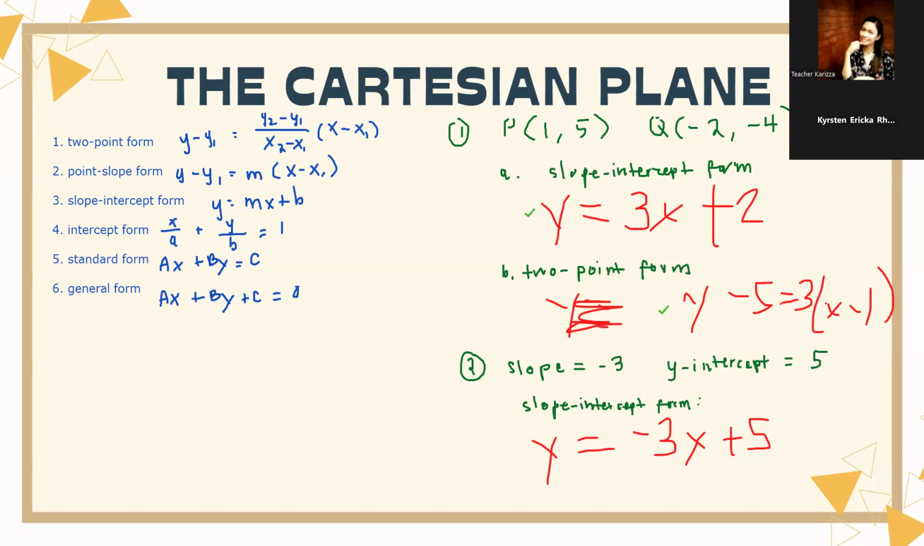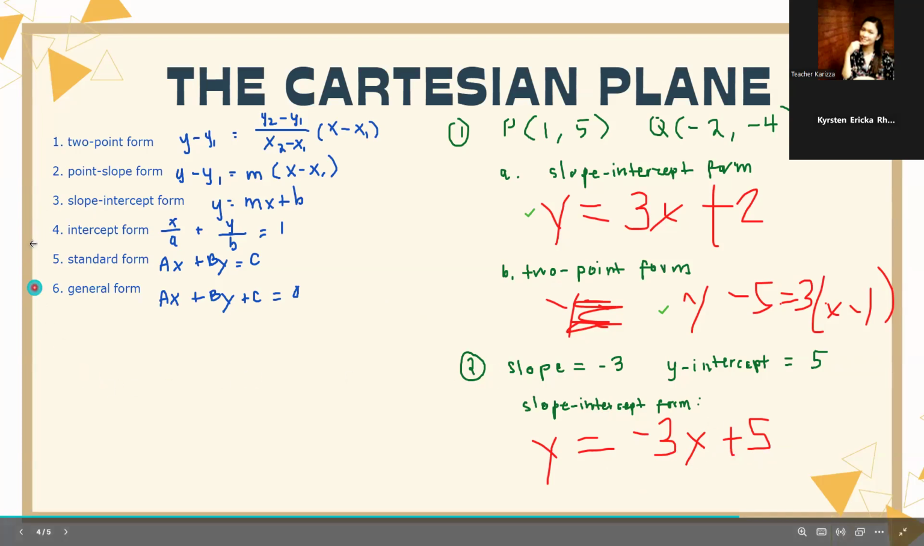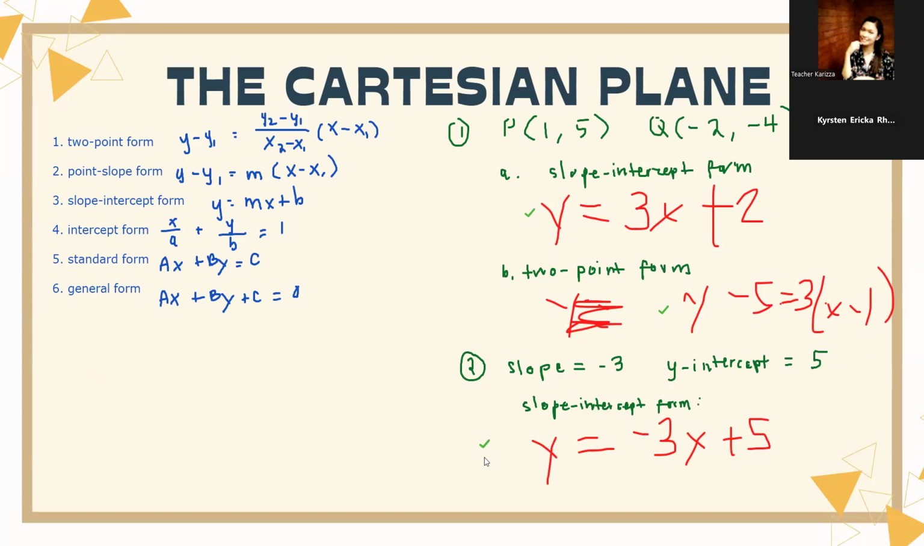Okay na po. We have m is equal to -3. Okay. So let's move on to the next topic.